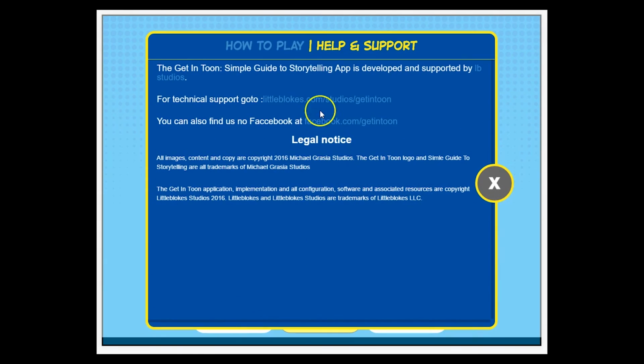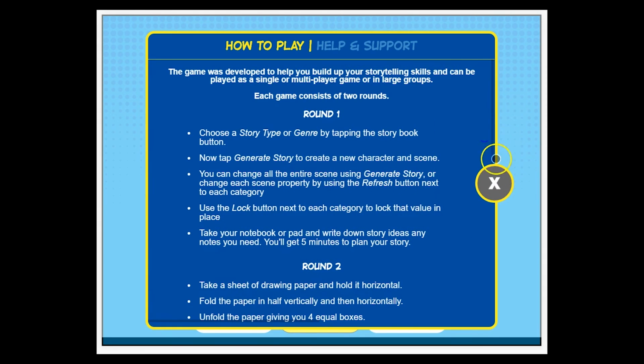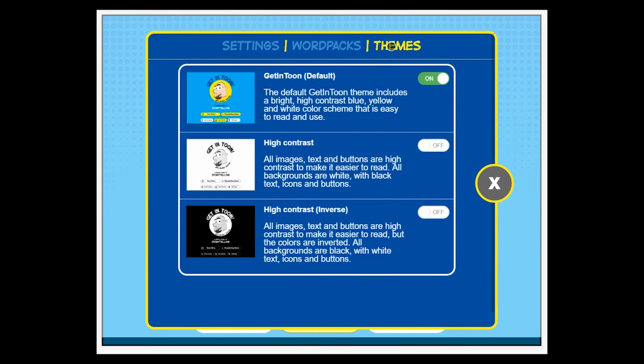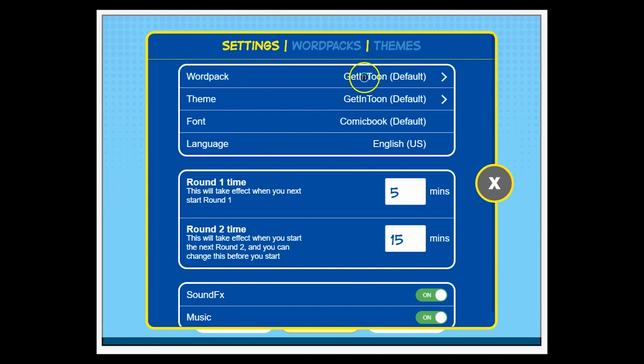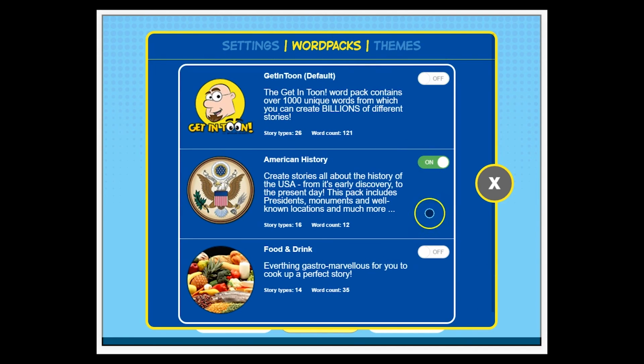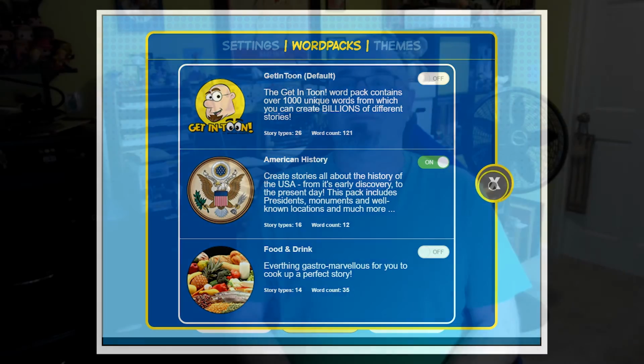Finally, you can go to the How to Play section and learn how to play the game, as well as find help and support for the app. In the Settings section, you can go in and change things like your word pack, your theme, the font you're using, time settings for each round, as well as a few other things.